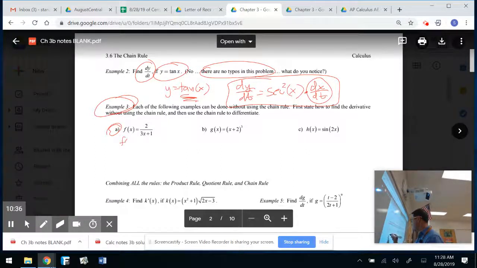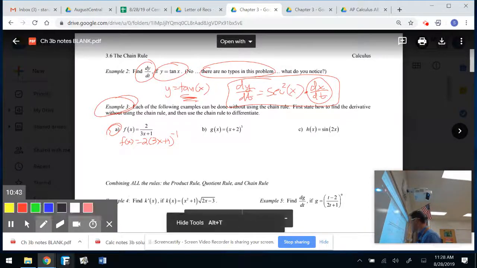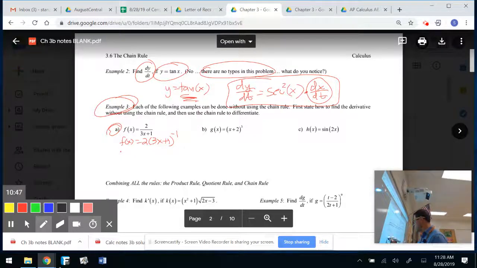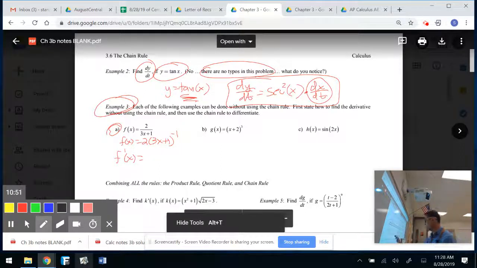We write f of x is equal to 2 over 3x plus 1. I could rewrite that as 2 times (3x plus 1) to the negative 1 power. Oh, snap, I got an inside, right? 2 would be a coefficient. Let's take the derivative. Okay, that'd be a chain rule. 2 is just, remember, just a constant. So that boy's just hanging along for the ride, okay?